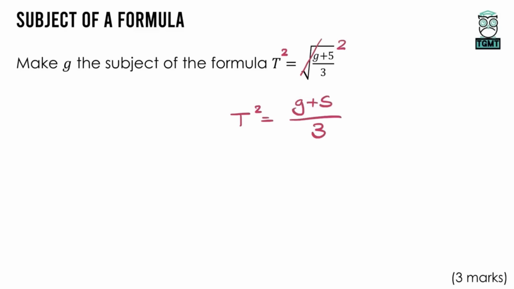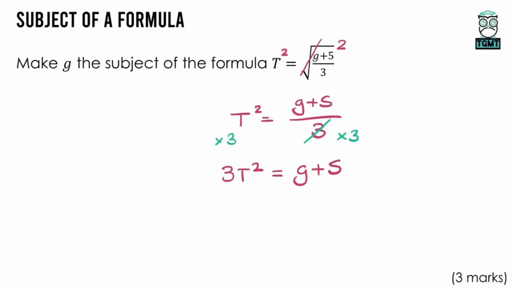Now the next thing, locking that g in place, is this divide line. We have this 3 underneath, which means to divide by 3. So to remove this divide by 3 process, we need to do the inverse, which is timesing by 3. So when we times both sides by 3, we end up with 3 lots of t squared on the left. We don't need to put the times sign, we can just write 3t squared. That's now going to equal g plus 5, as that whole multiplication by 3 just removed this divide by 3.